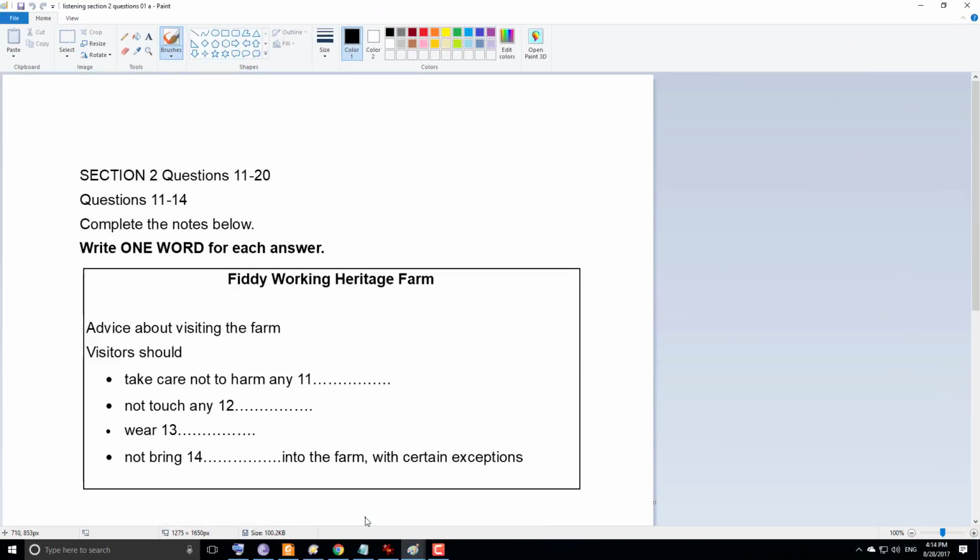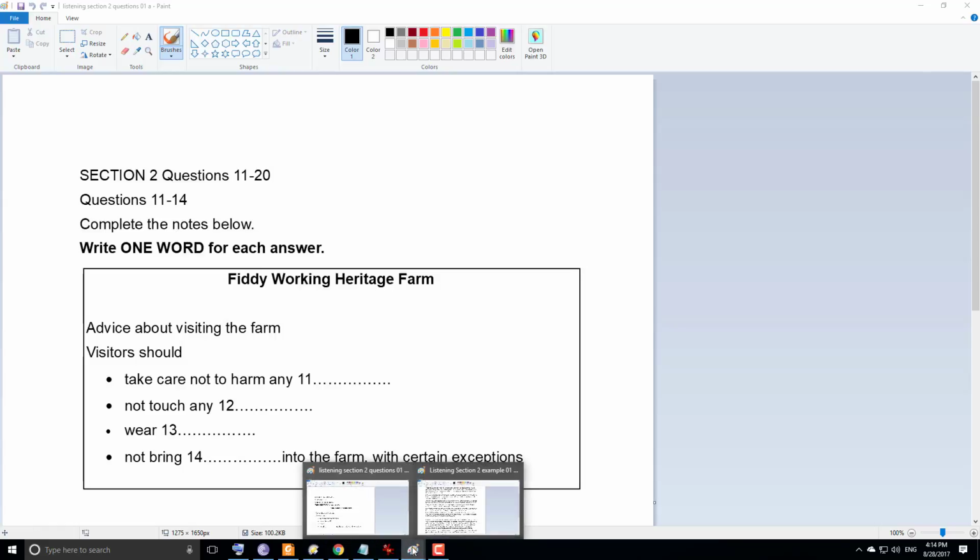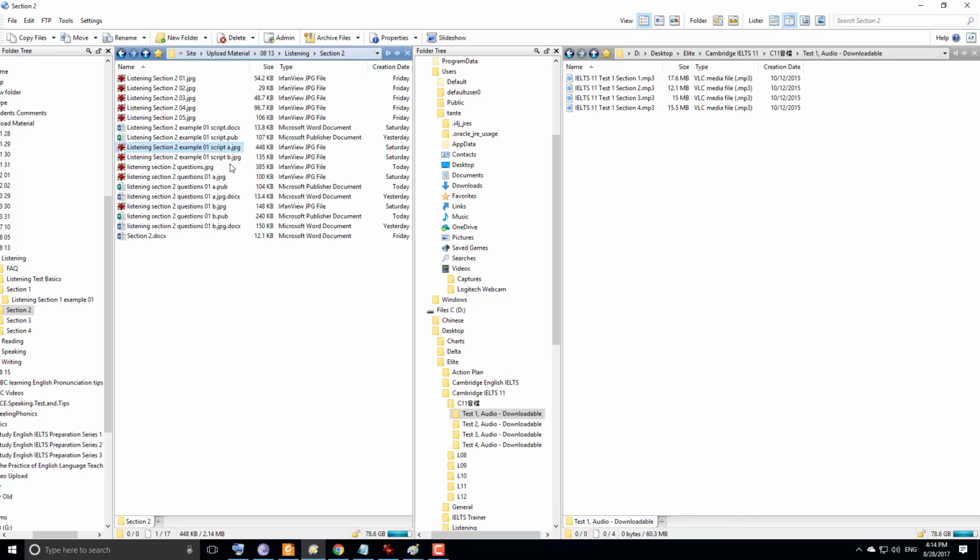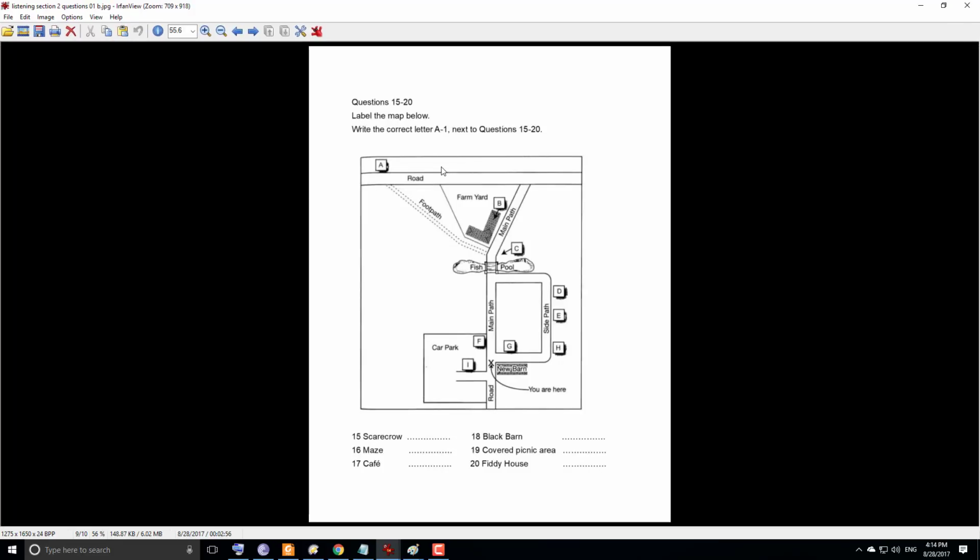Okay, so let's do the video for section 2 of the listening test. Here we have the question sheet for section 2. In section 2, we often have different kinds of questions. Today we're starting off with note completion, and then in the next part, we will have, let's see here, labeling a map.